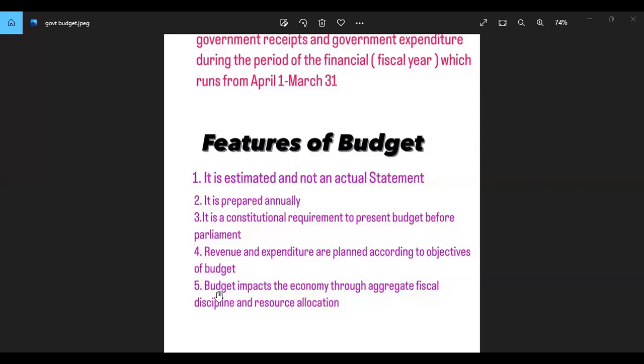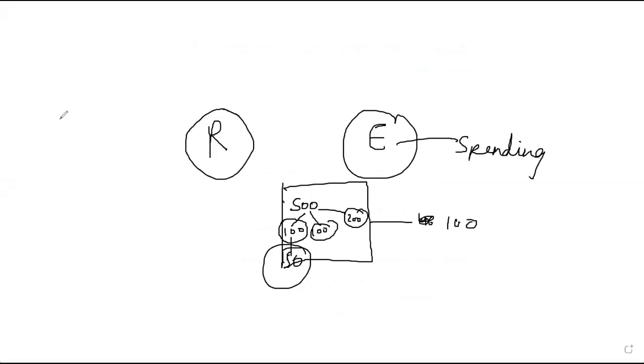And next, budget impacts the economy through aggregate fiscal discipline and resource allocation. Now, fiscal discipline is something we will be following throughout the year. Just giving you an example. For example, you are going for a party. You are arranging the menu: for 100 rupees, I'll be bringing the cake; for 100 rupees, I'll be bringing chips and biscuits; for 100 rupees, I'll be bringing cold drink, like this.